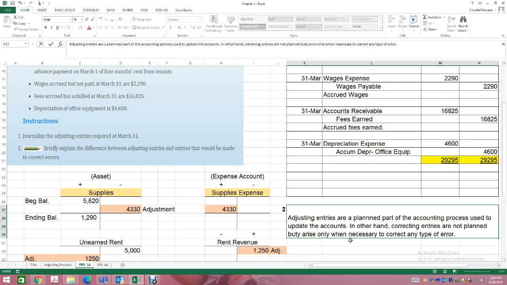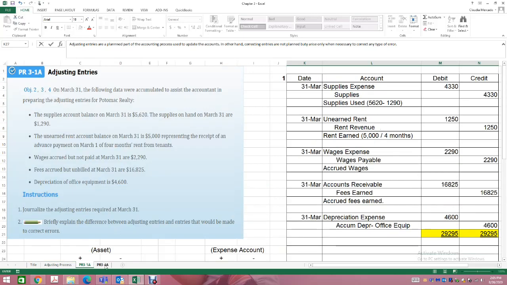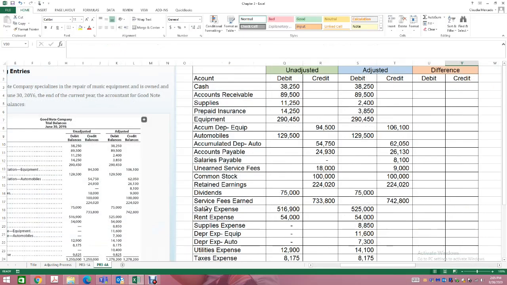Correcting entries happen because we made a mistake. We posted a transaction for the wrong amount, or we transposed the information, whatever the case might be. So correcting entries might be needed in case an error was made. That is the first problem that I went over, a little bit of a summary of how to do adjusting entries. Now the next problem I'm going to be going over is problem 3.4.